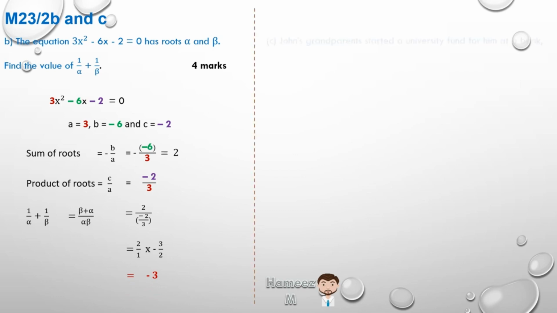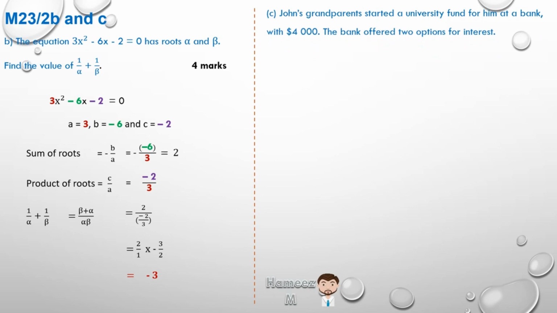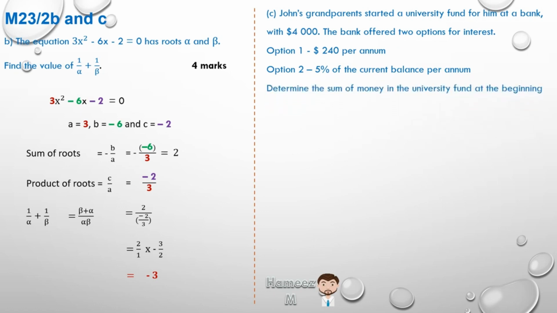Part C, last part of the question. John's grandparents started a university fund for him at a bank with $4,000. The bank offered two options for interest. Option 1, $240 per annum, which means per year, or option 2, 5% of the current balance per annum. Determine the sum of money in the university fund at the beginning of the 9th year for both options. So beginning of the 9th year means it got 8 years of interest.